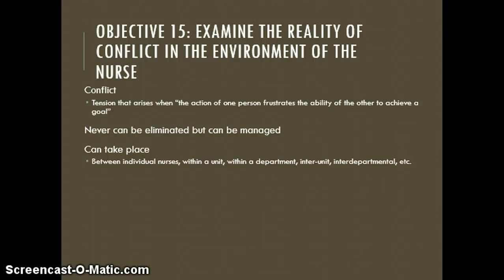Continuing on with Unit 2, A and B, Objective 15, examine the reality of conflict in the environment of the nurse. Conflict isn't every day. It is tension that arises when the action of one person frustrates the ability of another to achieve a goal. Conflict can never be eliminated, but can be managed, and that's something as nurses we need to strive for: conflict management. It can take place between individual nurses.